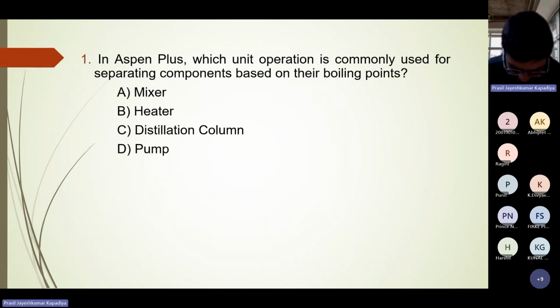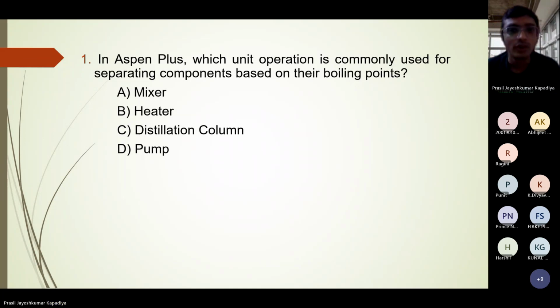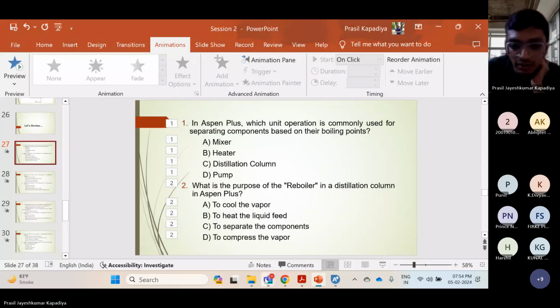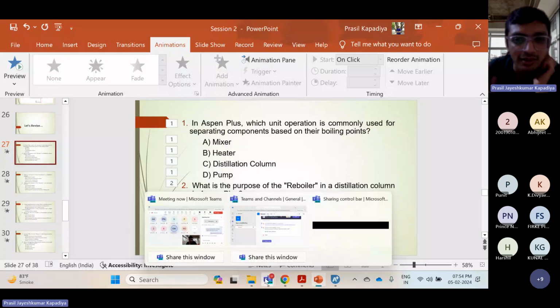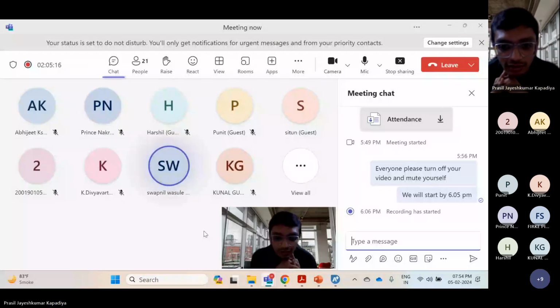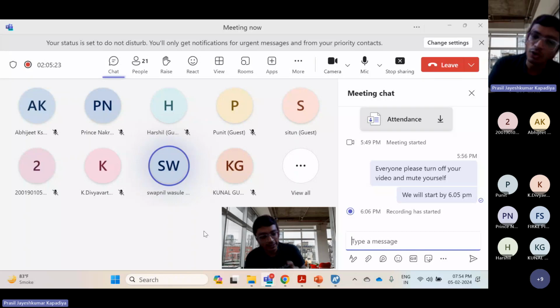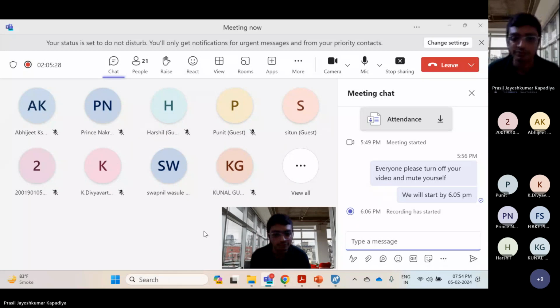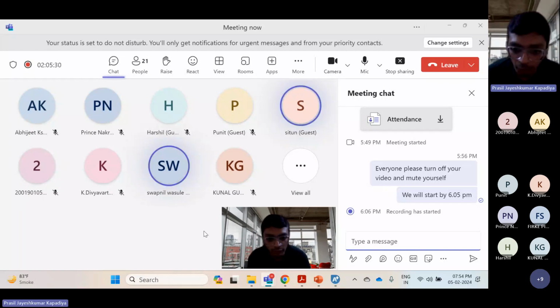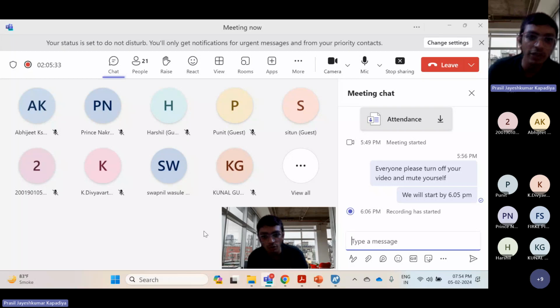Sir, in extraction, the solvent name is not given. So on what basis do we choose it? It is octanol. I forgot to write it in the question. It is octanol. Okay, sir. From the book that I have taken the problem, it is octanol, but I forgot to mention the name in the problem statement.